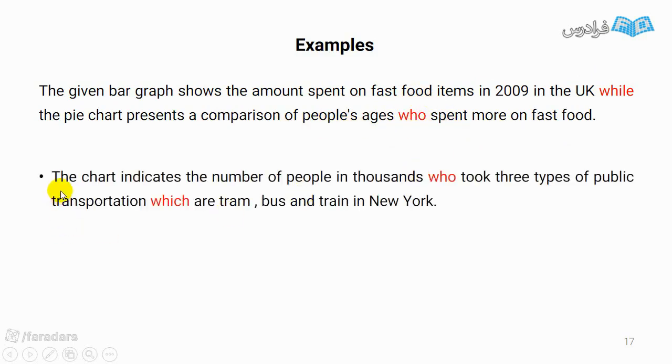Or this one. The chart indicates the number of people in thousands who took three types of public transportation, which are tram, bus, and train in New York.